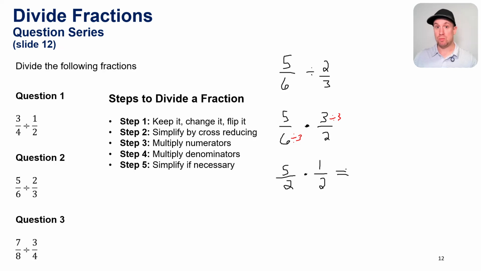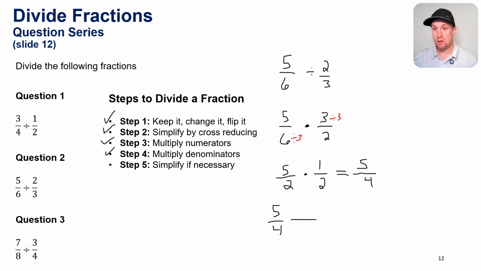I'm going to multiply my numerator. So let me check the steps off. So step number 3, multiply our numerators. 5 times 1 is 5. Step 4, multiply our denominators. 2 times 2, which is 4. Step 5, simplify if necessary. Well, 5 over 4 cannot be simplified down. There is not a common factor that you can divide into 5 and 4.